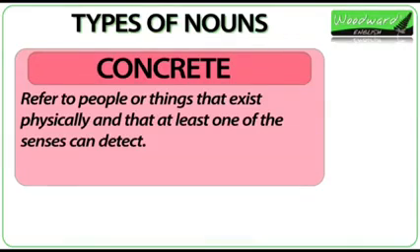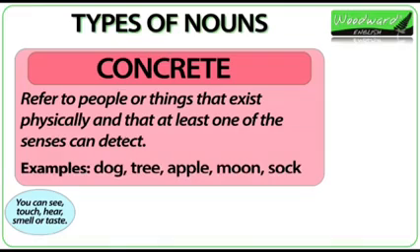Nouns. Concrete nouns, sometimes known as material nouns, are nouns that refer to people or things that exist physically and that at least one of the senses can detect. This means you can see, touch, hear, smell, or taste it. Some examples of concrete nouns are dog, tree, apple, moon, and sock.